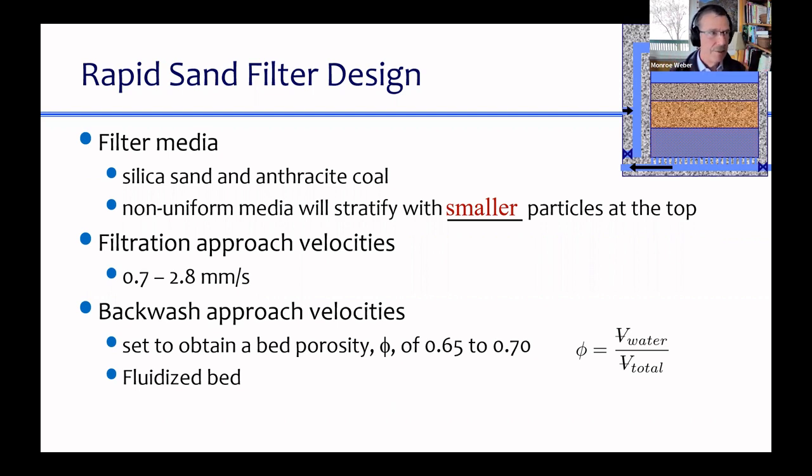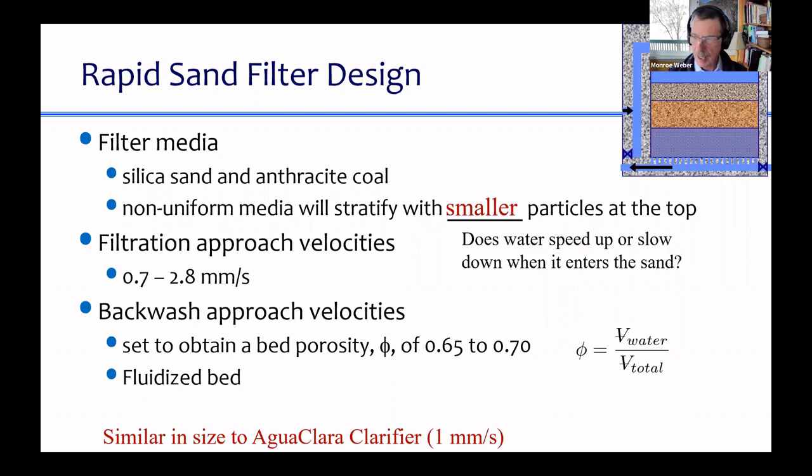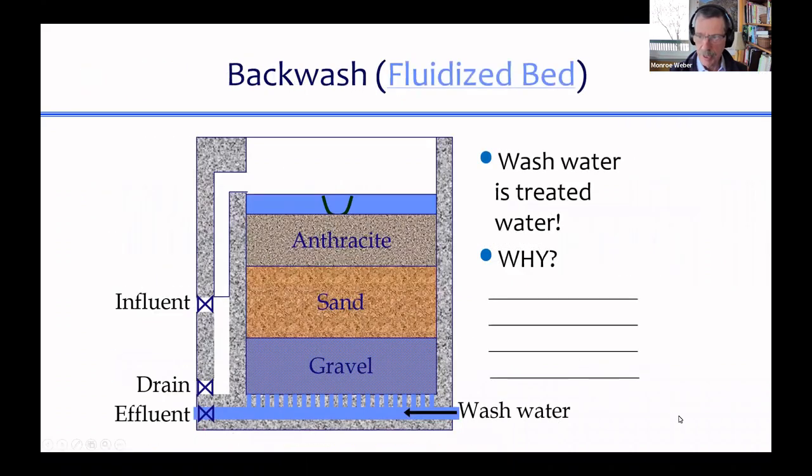Filtration velocities range from 0.7 to 2.8 millimeters per second. So that means that these filters are similar in size to an agua clara clarifier. Of course, one is in that range, right? And the backwash velocity is going to be a whole lot higher, roughly 6 times higher. And the backwash velocity is set to fluidize the sand bed. I want to just talk about backwash yet, just very briefly.